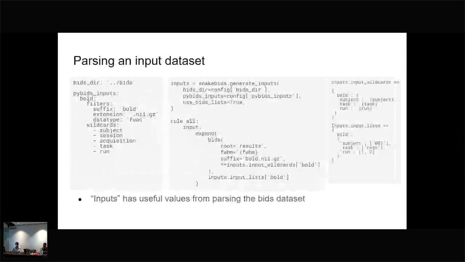But the part that makes this really nice is we've written this snakebids.generateInputs function, where in our config file, we've defined under PyBids inputs a specification for the files we want. So we want bold images that are niftis, appropriately under the functional BIDS data type. But we don't care what the subject is.